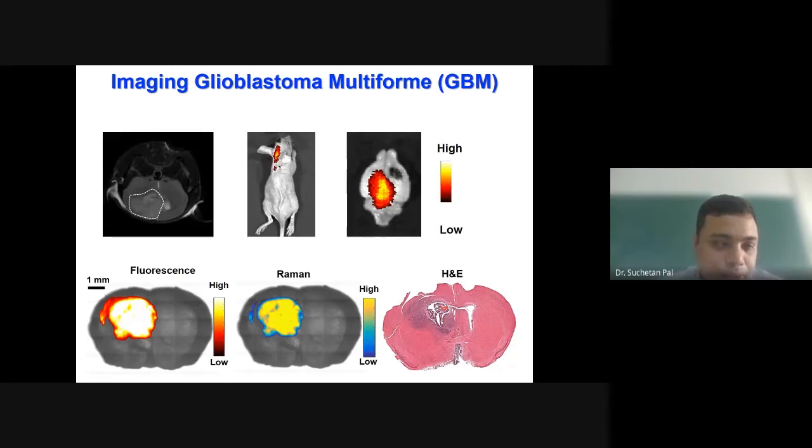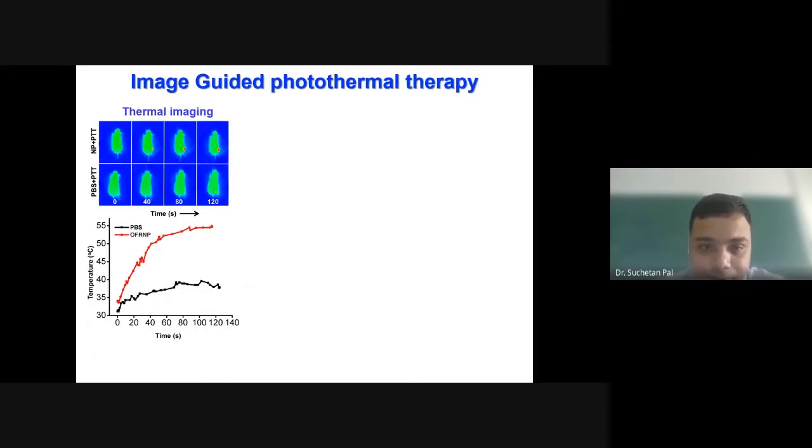One is using photoacoustic modality, second is using fluorescence modality, and third is using Raman modality. So we are very confident we can very accurately detect this cancer tissue in any animal model, and we are looking for translation of this kind of nanoprobes.